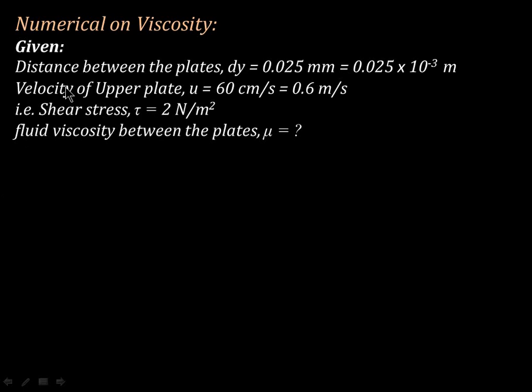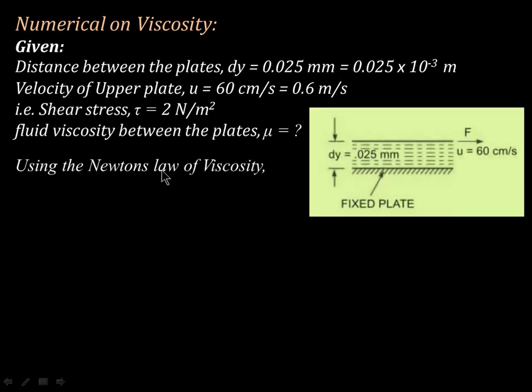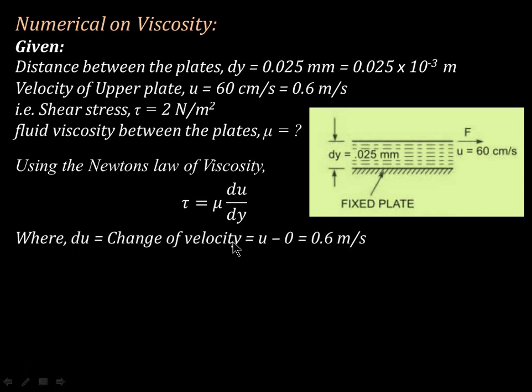So now we know these things are given in the question. Using Newton's law of viscosity, we have the formula tau equal to mu into du by dy, where du is the change of velocity. So u minus 0. Why u minus 0? This moving plate is able to move with the velocity of u, but this fixed plate is fixed. It is not able to move, so its velocity is 0. That's why u minus 0 equal to 0.6 meter per second.